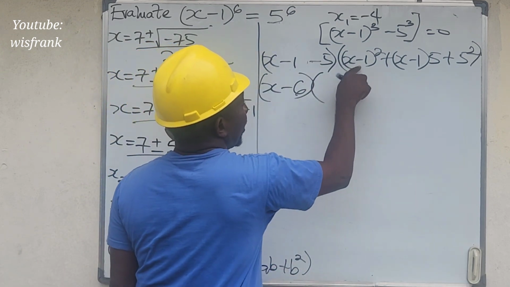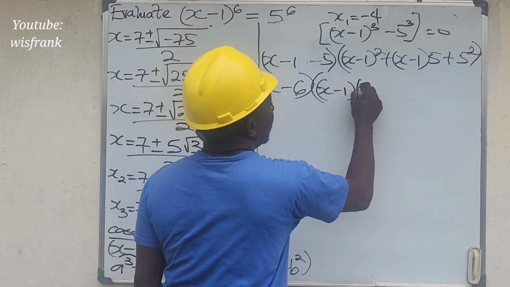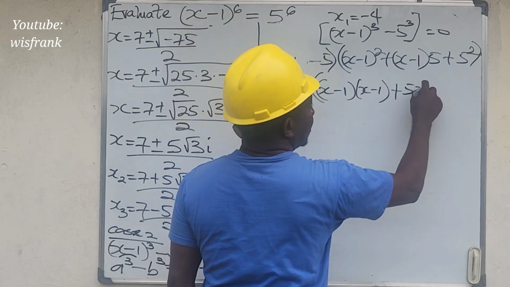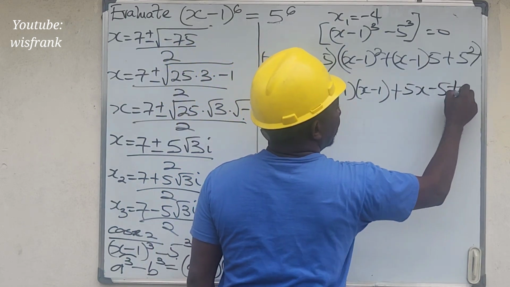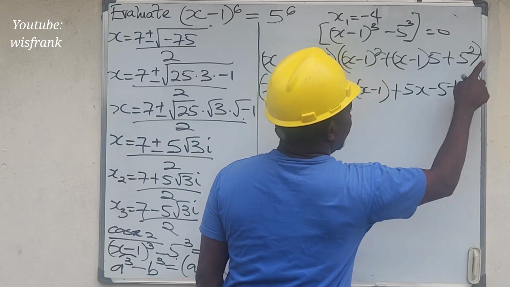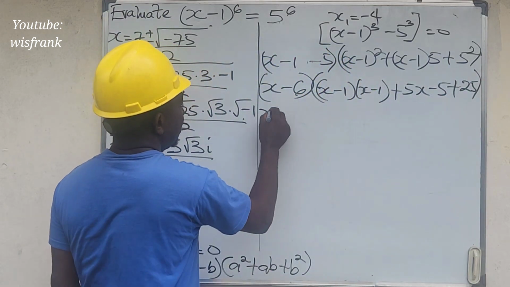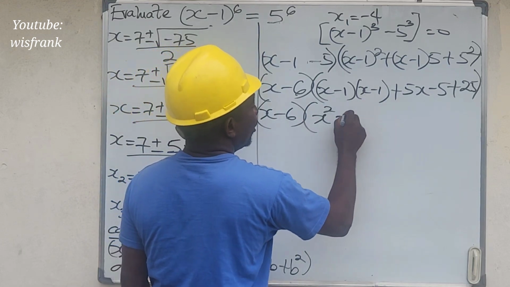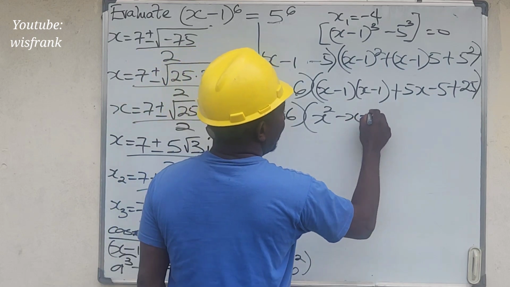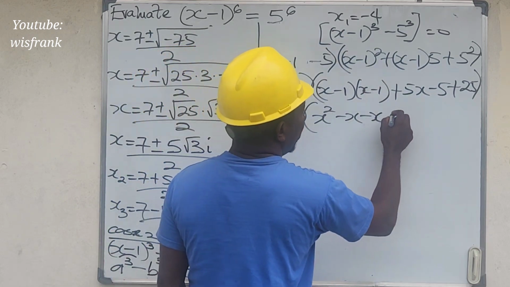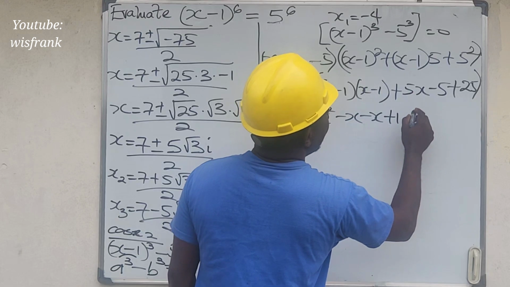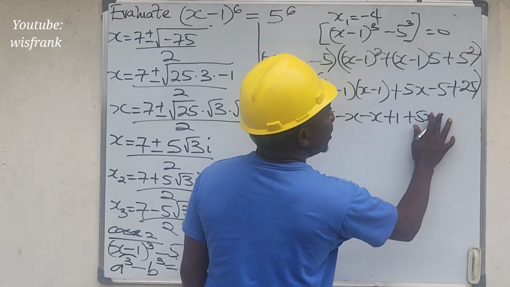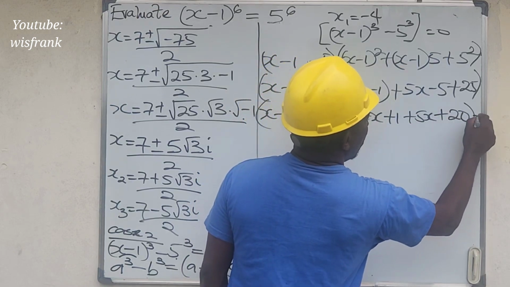Then we have, into x minus 1 times x minus 1, then plus 5 times x, we have 5x. 5 times minus 1, we have minus 5, plus 25, because 5 to the power of 2 is 25. So we have here x minus 6 into x times x, we have x to the power of 2. X times minus 1, we have minus x. Minus 1 times x, we have minus x. We have minus 1 times minus 1, we have plus 1. Then we have plus 5x minus 5. Minus 5 plus 25 will give us plus 20, all equals 0.